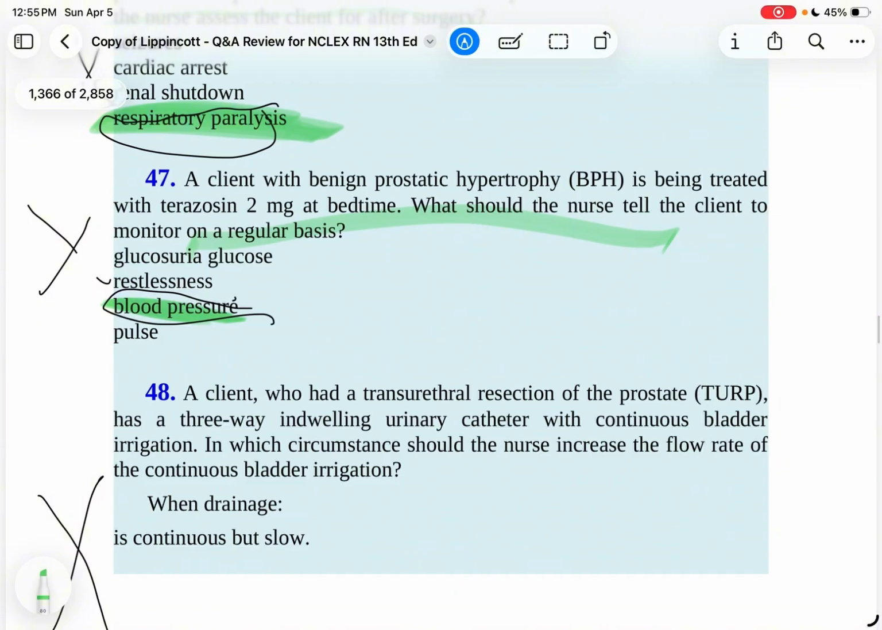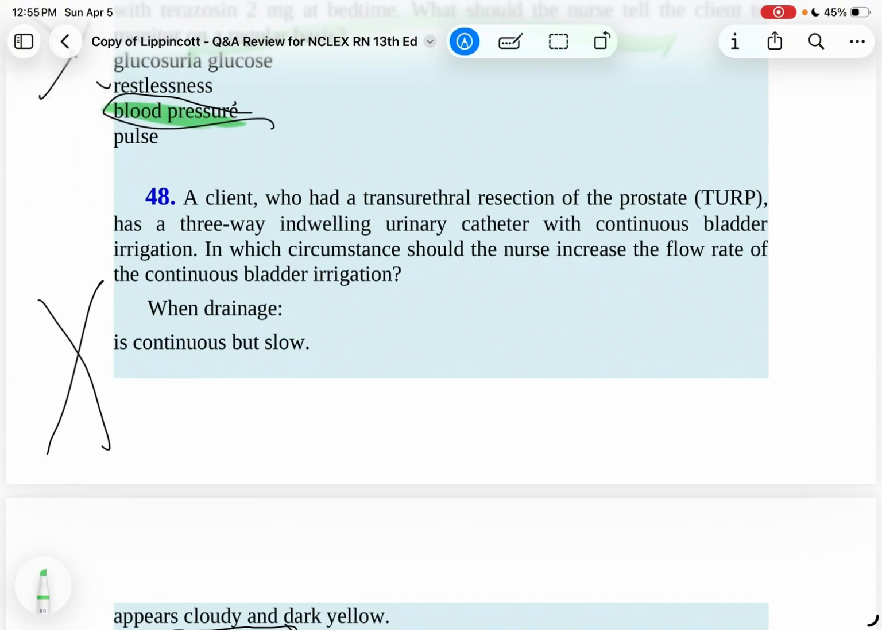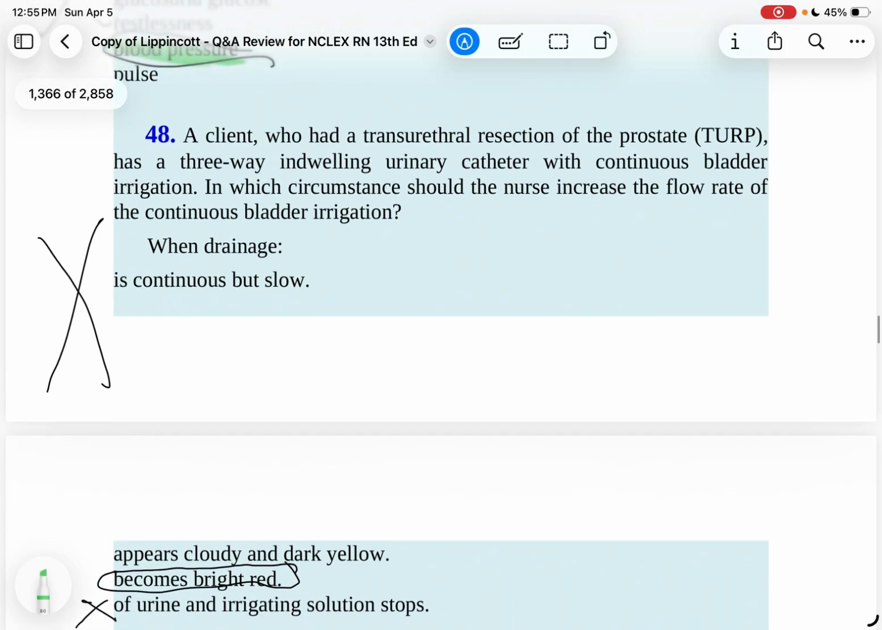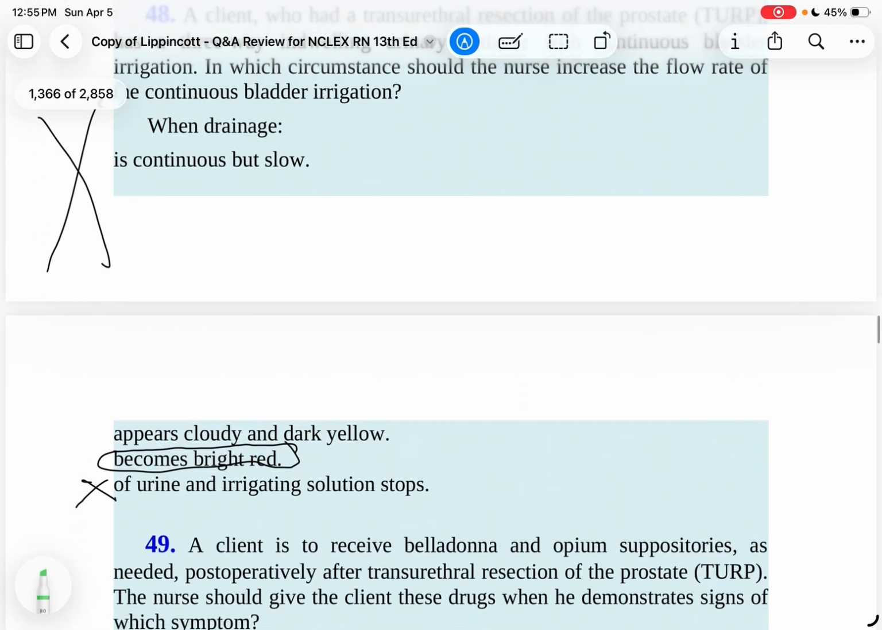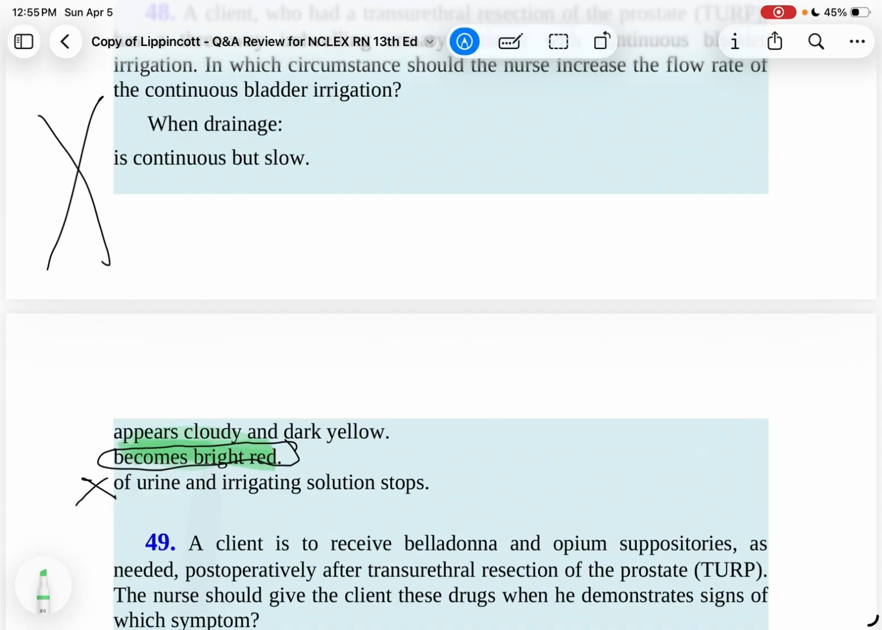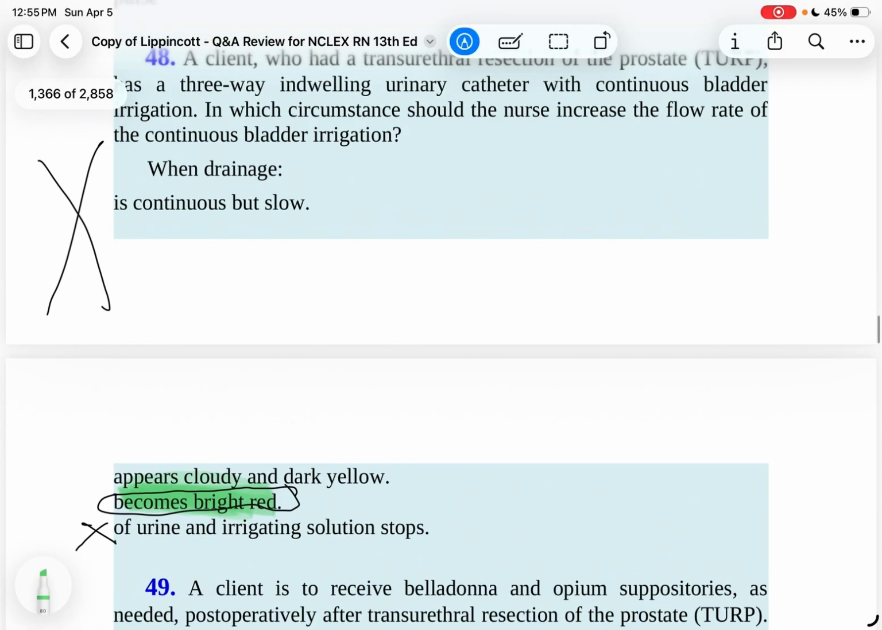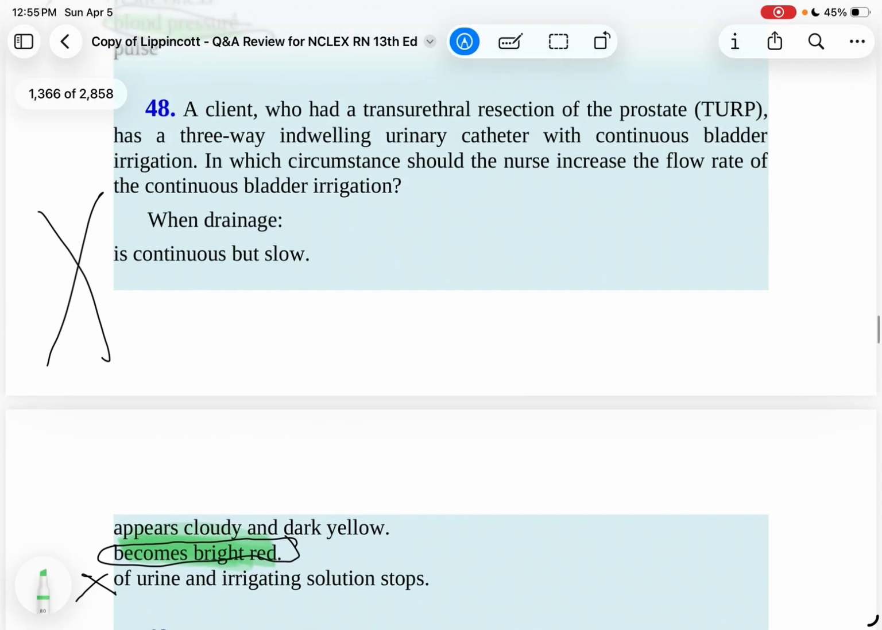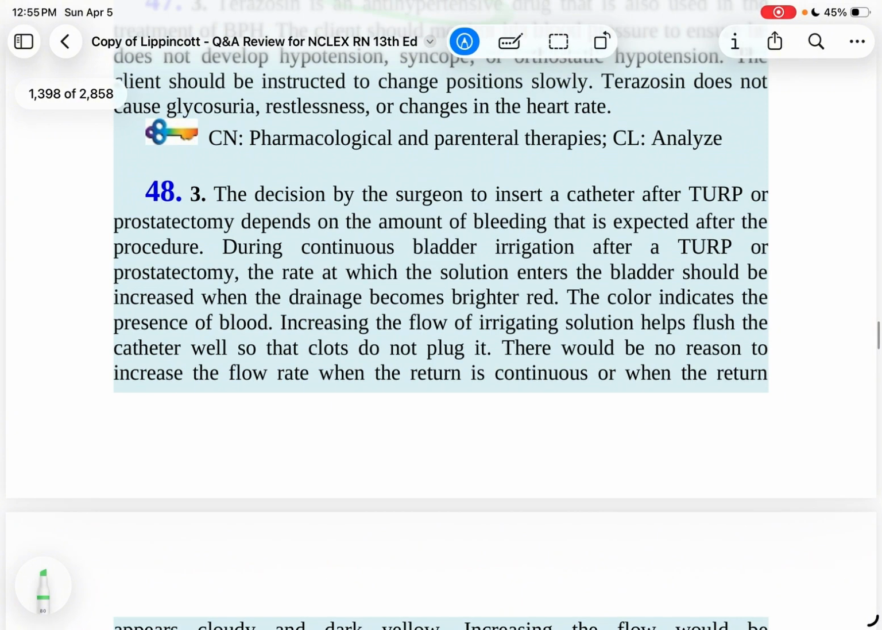A client who has had TURP has a three-way indwelling urinary catheter with continuous bladder irrigation. Under what circumstance should the nurse increase the flow rate of the continuous bladder irrigation? When drainage becomes bright red. The flow rate should be increased when the drainage is brighter red. The color indicates the presence of blood. It helps to flush the catheter. The purpose of irrigation is to prevent blood clots.